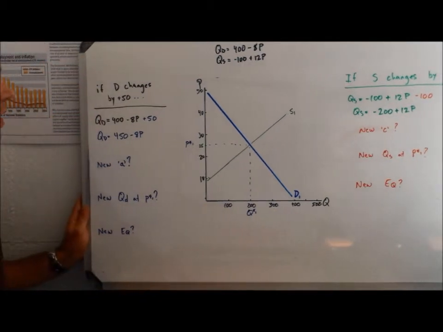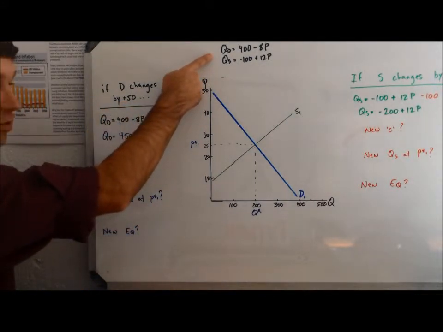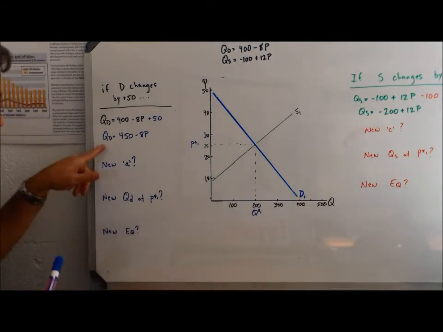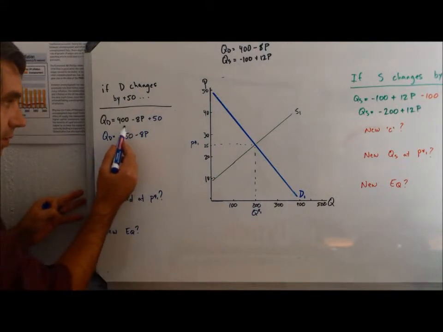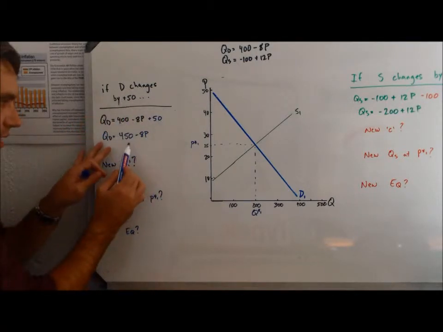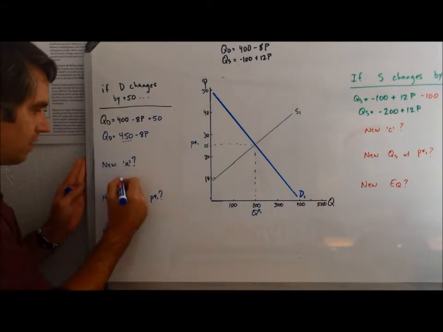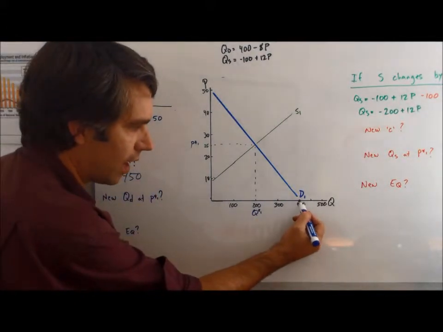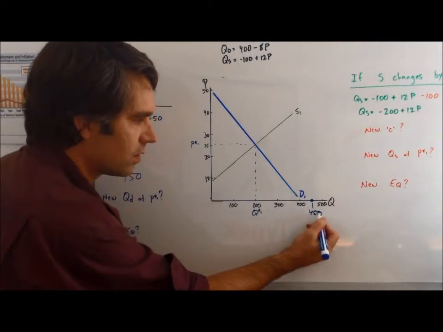So let's start here with an example of demand changing by positive 50. We're working with the same formula that we were working with before. So let's rewrite our formula: 450 minus 8p. I'm sorry, I skipped a step. We're going to take the positive 50, put it in here like we just did, and it's going to be 450 minus 8p. Well, we know the A variable is this, so our new A variable is 450. So on the diagram over here, I'm going to go to 450, and I'm going to make this the A variable.